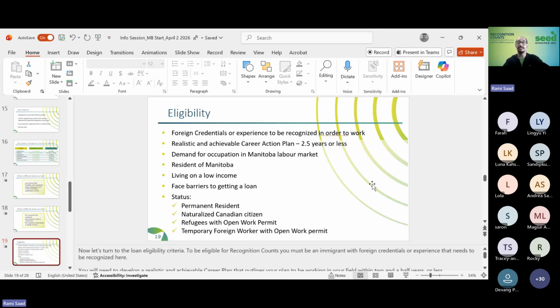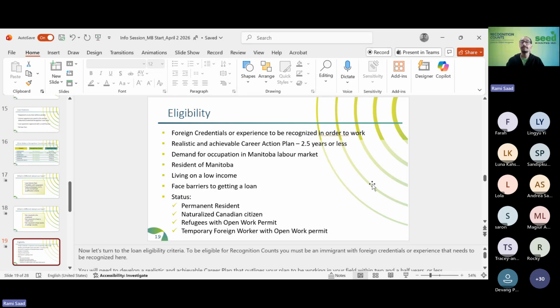And when we say realistic, it's because we have some regulated jobs where the study and the process for it is 4 or 5 years, like being a doctor, for example. And if the career plan says they can finish it in 3 years and a half, that's not a realistic plan. So career coaches with Manitoba Start can help you with that.